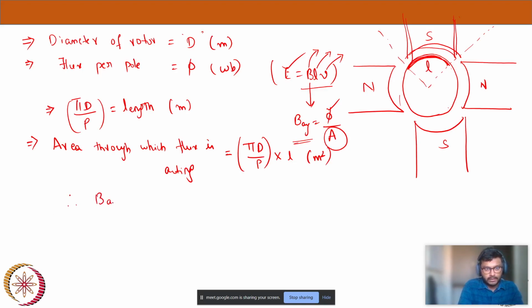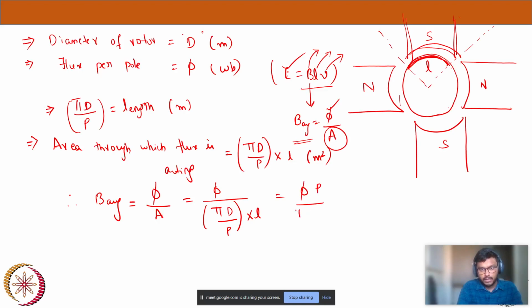So now can someone tell me what B average is here? Flux per pole divided by area is flux per area. How much is it? Pi d by p into L. So B average is phi times p by pi d L. The unit of B average will be Tesla, because that's the magnetic flux density. So yeah, we now know B average.